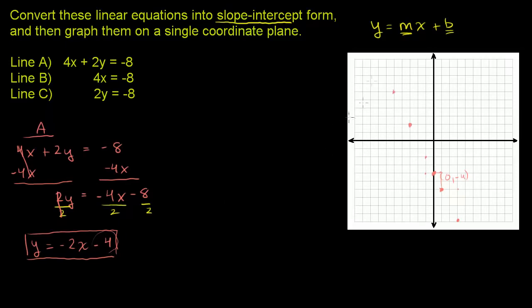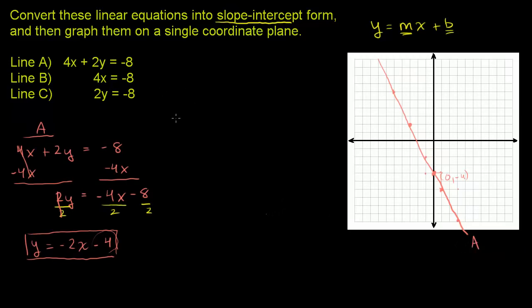So this line is going to look like this. Do my best to draw it. That's a decent job. That is line A right there. All right, let's do line B.